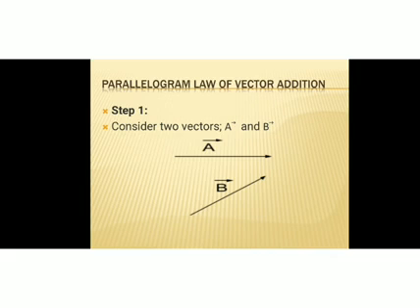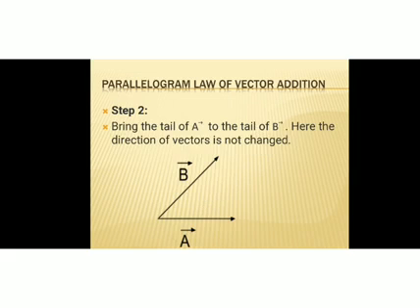So what is step 1? Consider two vectors A and B. A is pointing towards the right and B is pointing towards that particular direction. We can say it is north-east, like that.